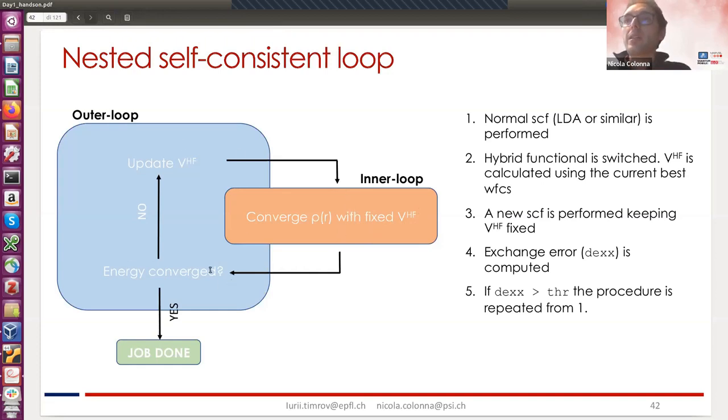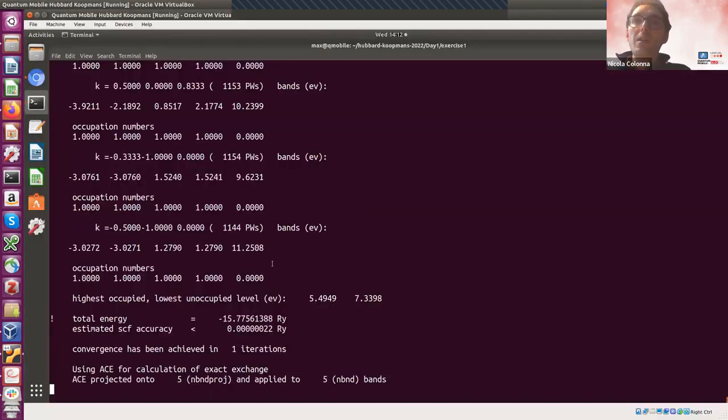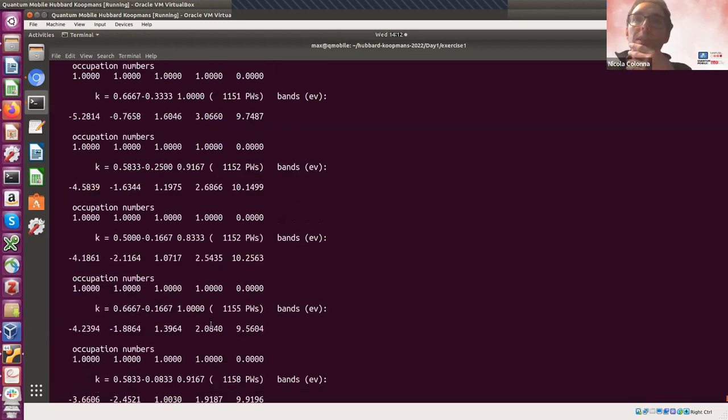Eventually, at every iteration, you check whether your energy is converged or not. If it is converged, you are happy, your job is done, and you exit. Otherwise, you update the VXC and you iterate until the convergence is reached. And this is what you see exactly here.